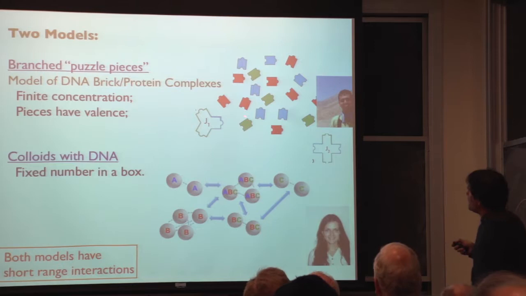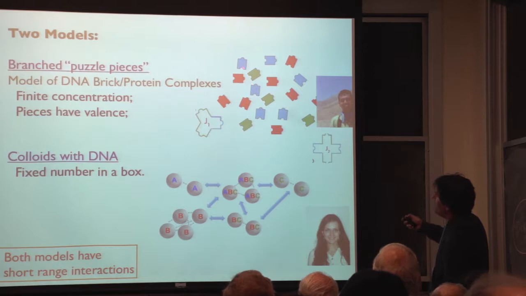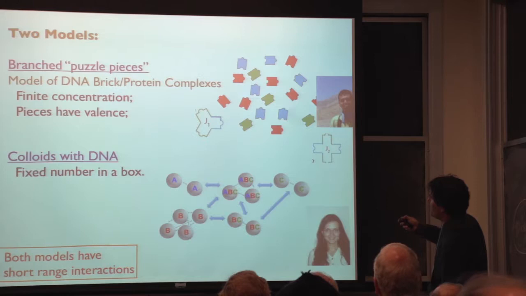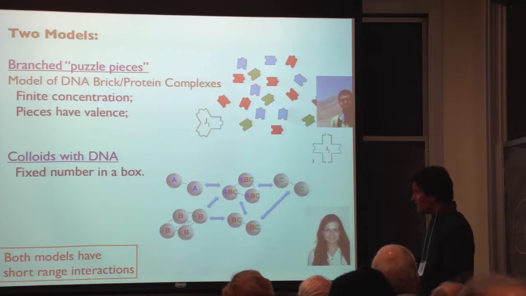And what we're going to do, and this is work that Arvind did, is we're going to have different puzzle pieces. They're literally going to be puzzle pieces, as I've described. Different colors means everybody who has the same color interacts with everybody else in the same way. And they have male and female parts, and they can only stick in two places. We're going to put these in solution at finite concentration, and we're going to talk about what you need to do to assemble things with high yield. That's going to be the first calculation. And then the second calculation is going to be really a model of colloids with DNA.